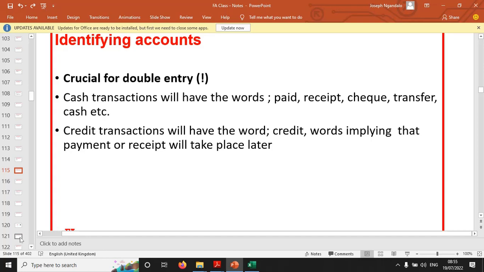All right. You know, I try to think about these things, and cash transactions will have the words paid. Whenever you hear the word paid, just know that money has moved. Receipt. Money has moved. Check. That's also a cash transaction. But of course, when we hear the word check, remember the word bank. Did you hear that? Remember the word bank.